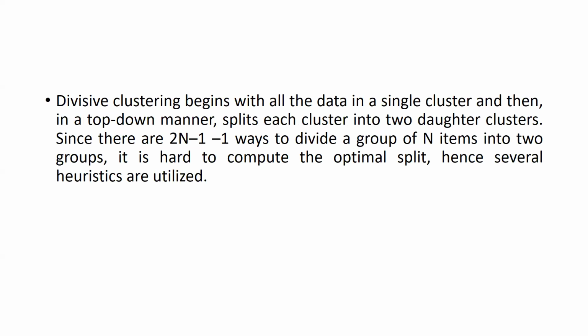Divisive clustering begins with all the data in a single cluster and then, in a top-down manner, splits each cluster into two daughter clusters. There are 2^n minus n ways to divide a group of n items into two groups, and it is hard to compute the optimal split, hence several heuristics are utilized.